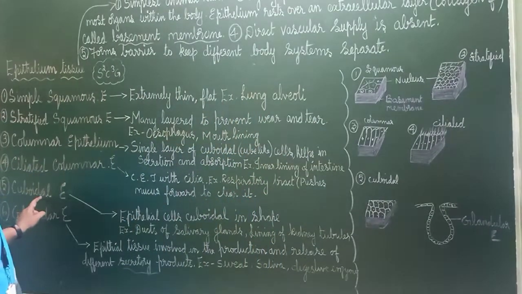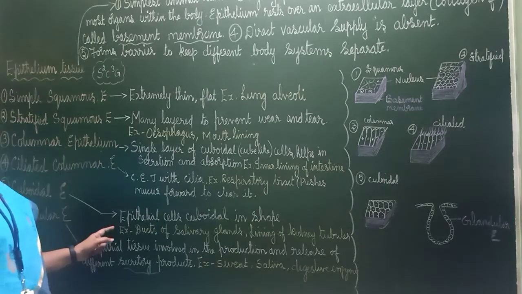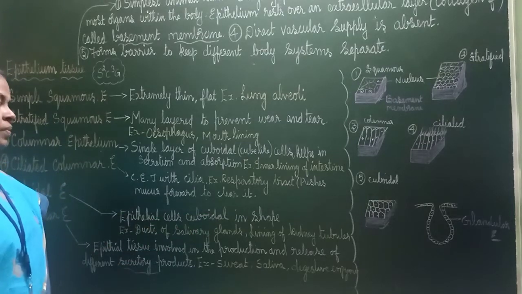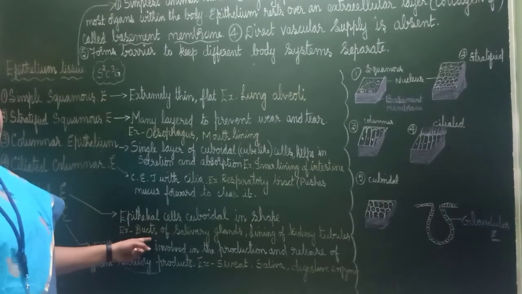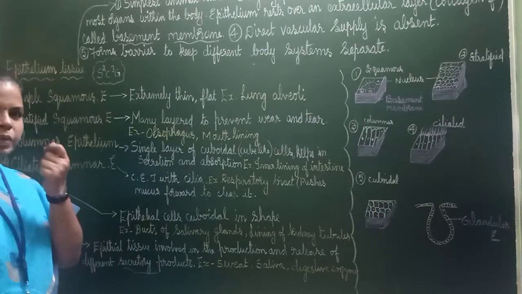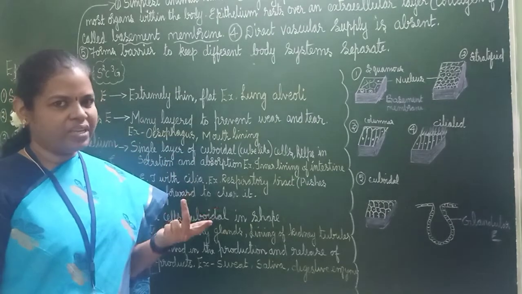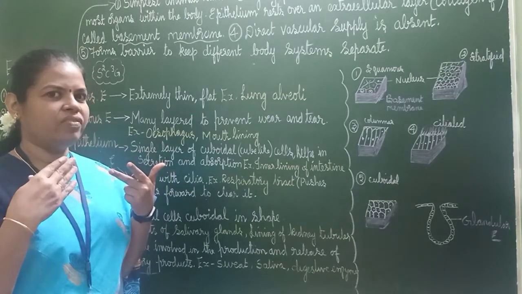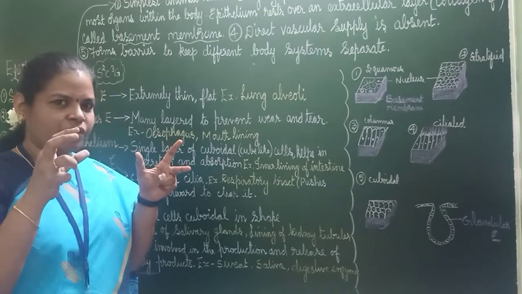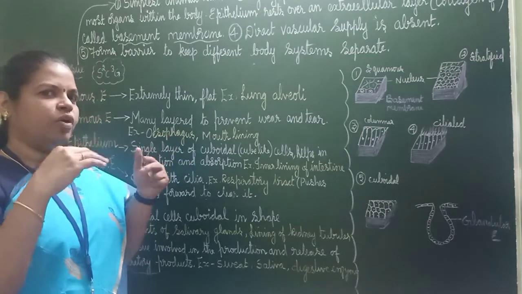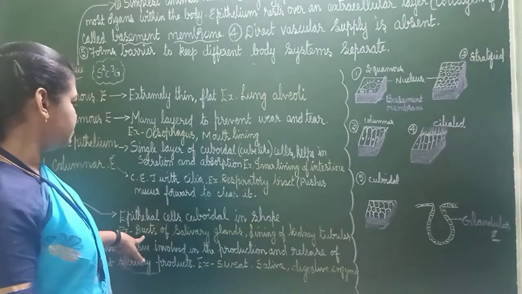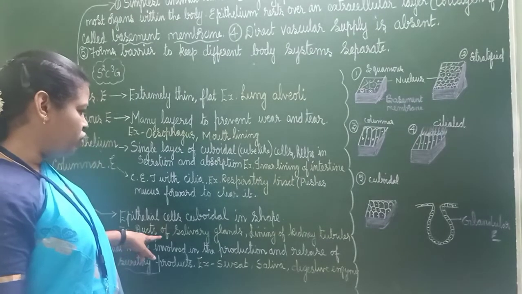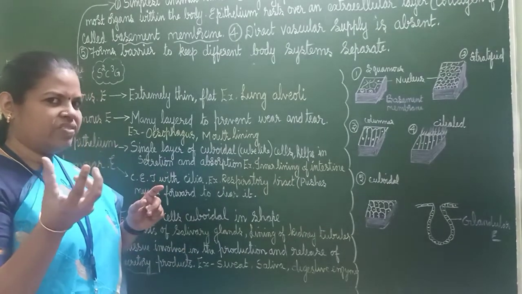The next one is cuboidal epithelium. Here the cells are which shape? Cube in shape. Epithelium tissue which is cuboidal in shape. This is present in the ducts of the salivary gland. Saliva is produced by the salivary gland, and it is secreted and comes out through a duct. We do not get this much saliva at a time. So the cuboidal epithelium will be present in the duct of the salivary gland, the vessel which is carrying saliva.